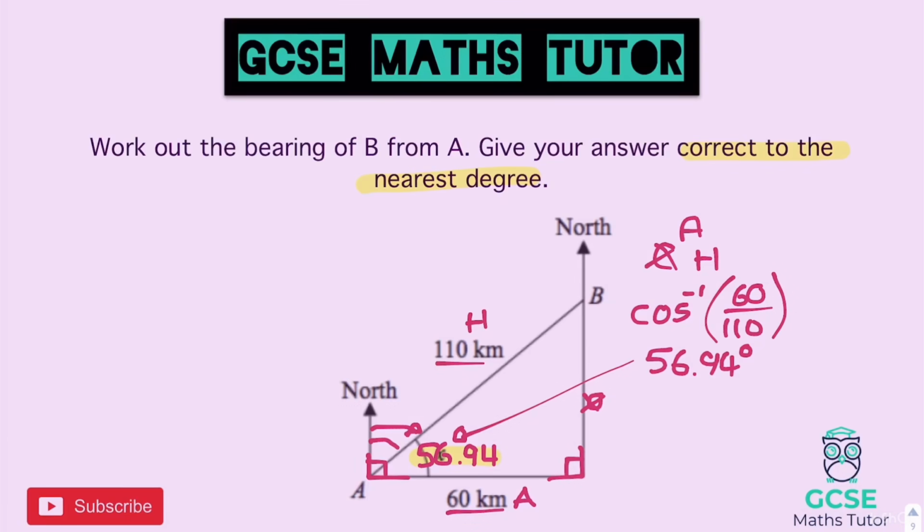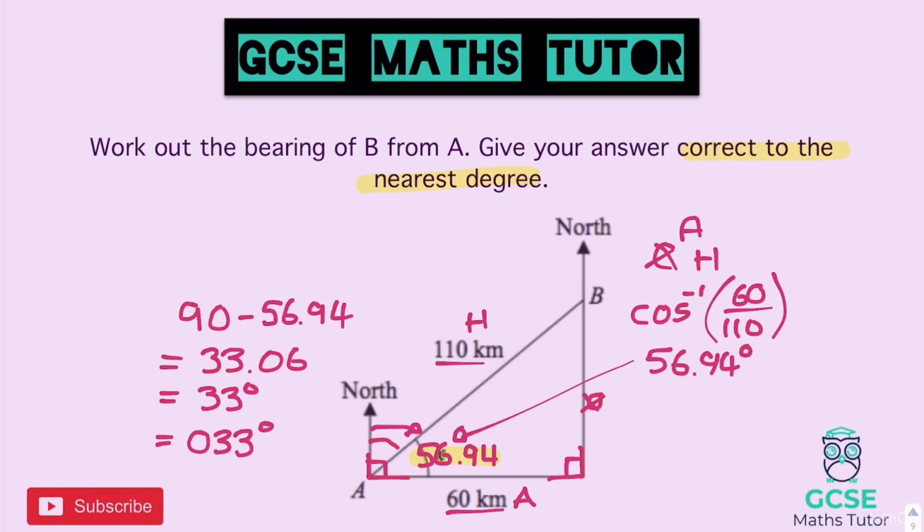So to get the angle on the other side of that, the little gap, all we need to do is take that away from 90. So 90 take away 56.94. Let's just do that on the calculator. 90 take away 56.94 equals 33.06. And to the nearest degree as an angle, that's going to be 33 degrees. But obviously we're giving it as a bearing, so that's going to be 033 degrees to the nearest degree. And there's our final answer for that question, involving a little bit of trigonometry and bearings.